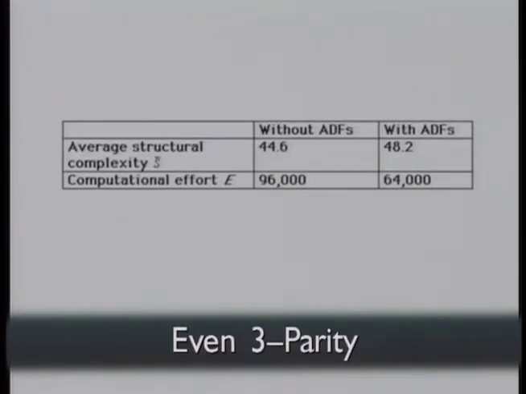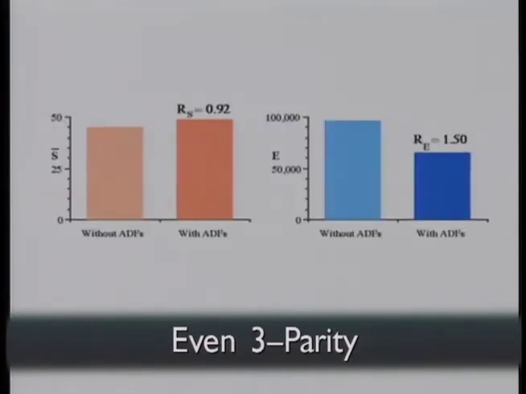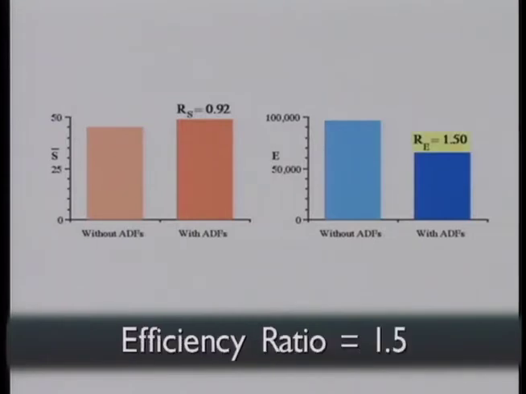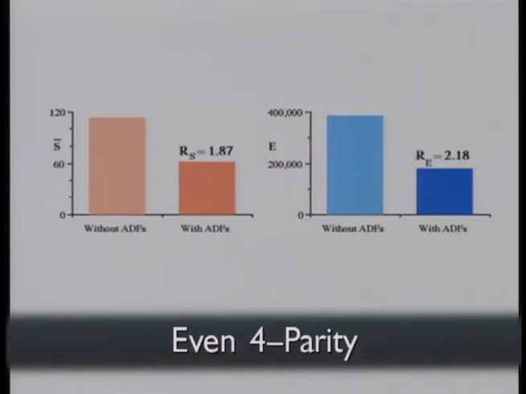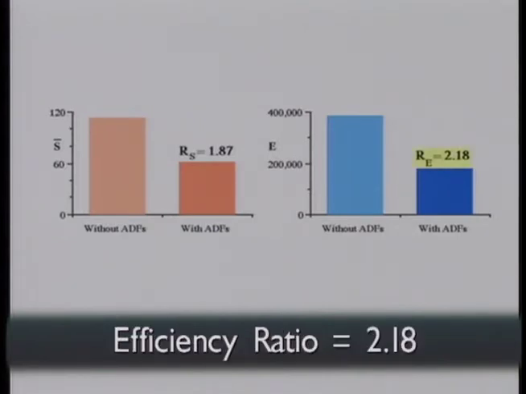The computational effort for the 3 parity problem without automatically defined functions is 96,000, but only 64,000 with ADFs, as shown on the right half of this summary graph, so that the efficiency ratio is 1.5. For the 4 parity problem, the computational effort without automatically defined functions is 384,000, but only 176,000 with ADFs, so that the efficiency ratio is 2.18.